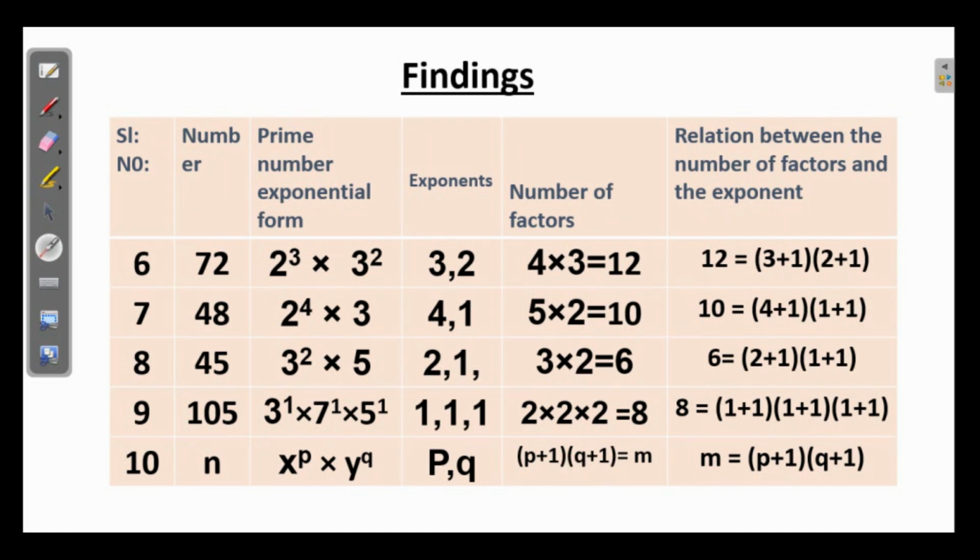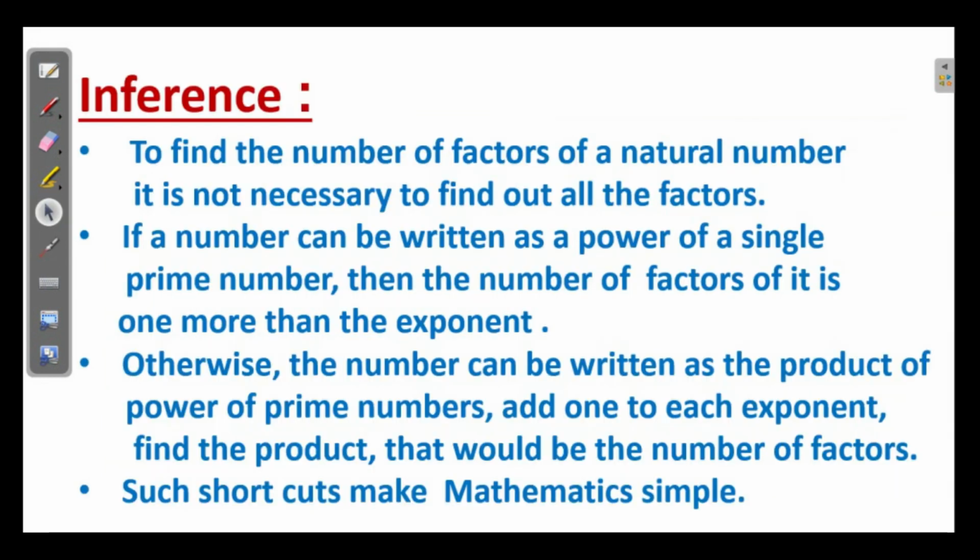Okay. Then what is written last? Inference. To find the number of factors of a natural number, it is not necessary to find out all the factors. If a number can be written as a power of a single prime number, the number of factors of it is 1 more than the exponent. Otherwise, the number can be written as the product of powers of prime numbers. Add 1 to each exponent. Find the product. That would be the number of factors. Such shortcuts make mathematics simple.